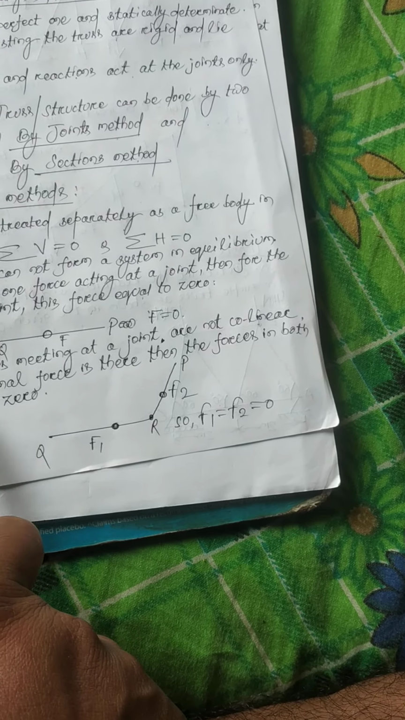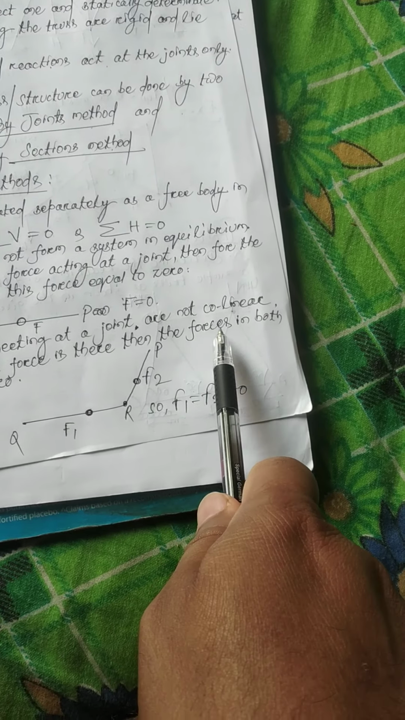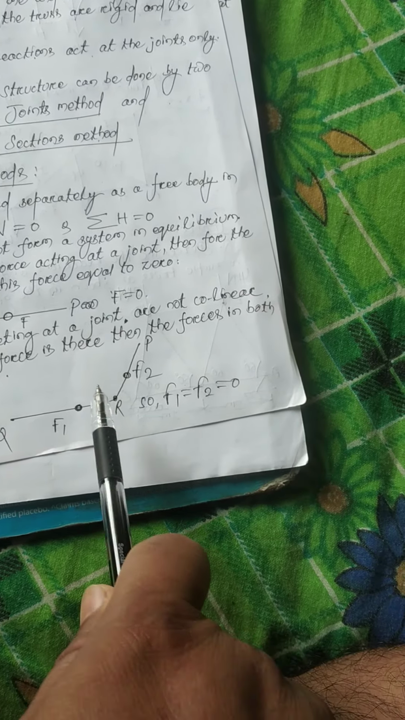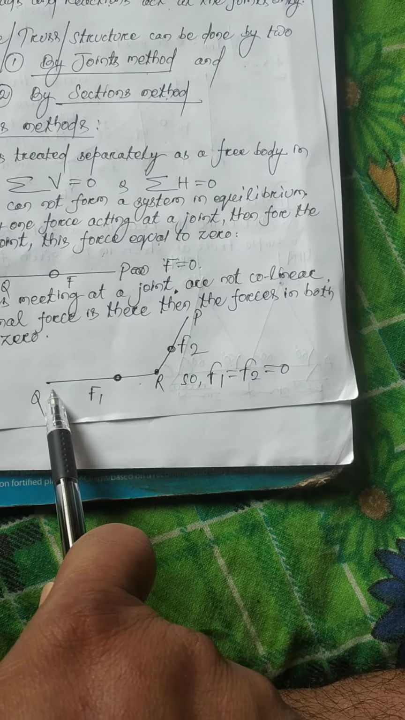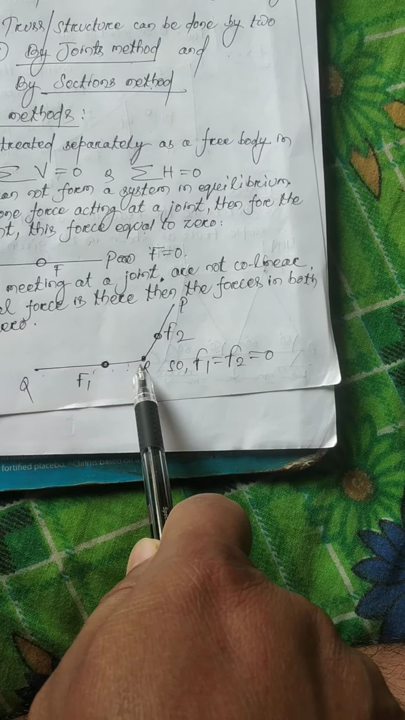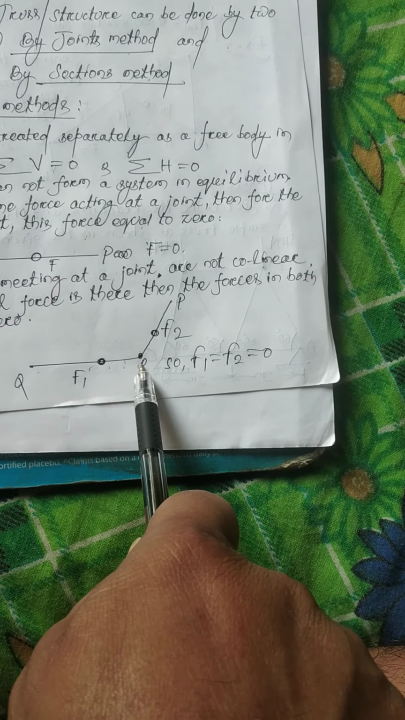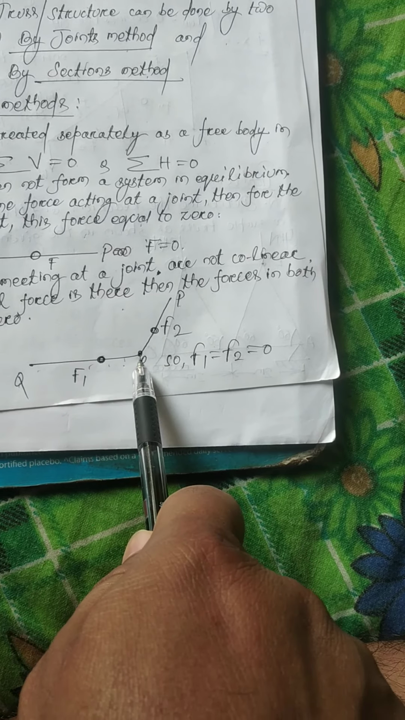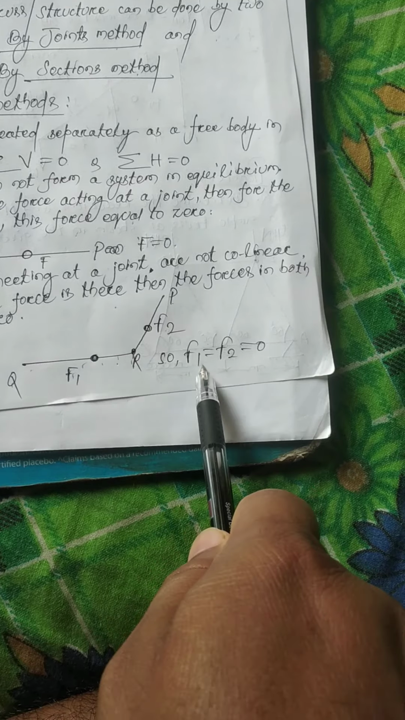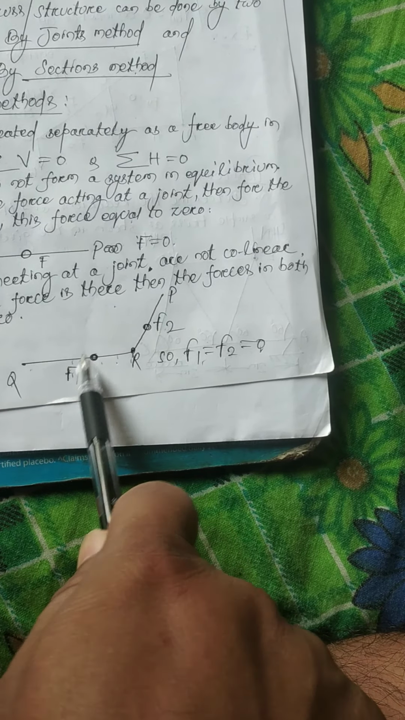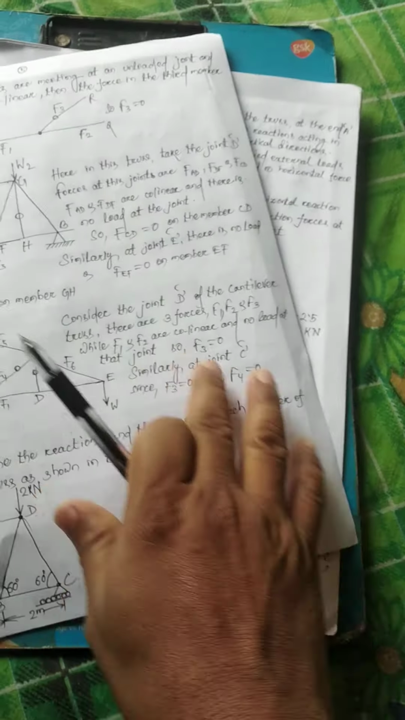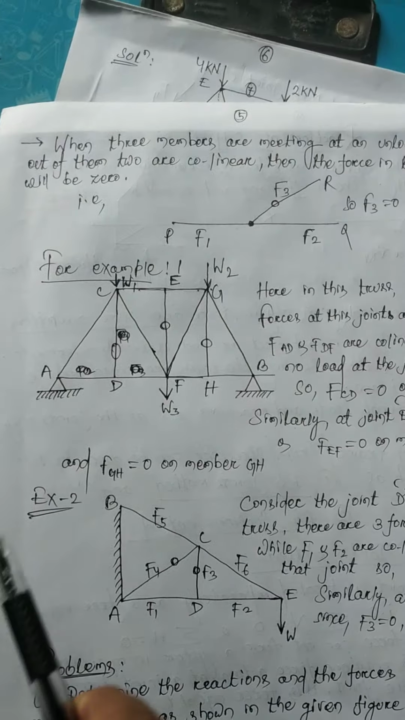Then the third point: when two members meet at a joint, are not collinear, and there is no external force. Now look into this example. Here there are two members, QR and PR, and these two members are attached at a single point. Here no external load is applied, so the two forces F1 and F2 should be 0. We will consider that these two forces are equal and opposite in direction. Then come to the next consideration.